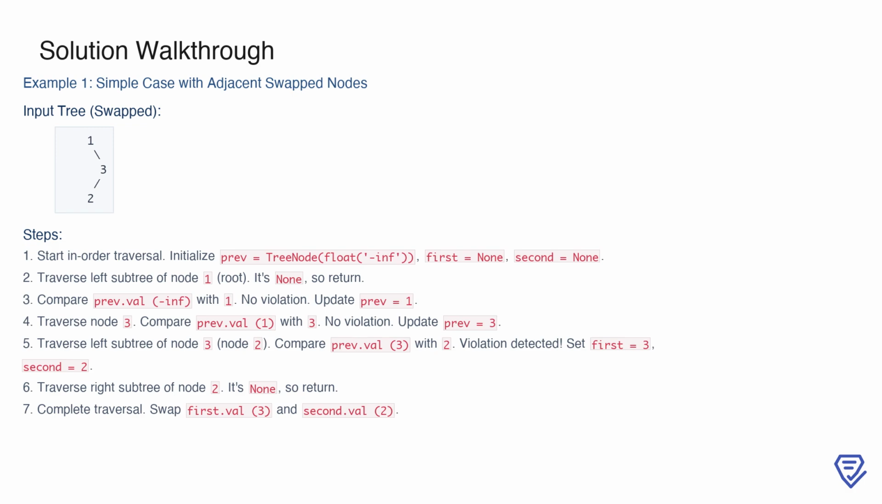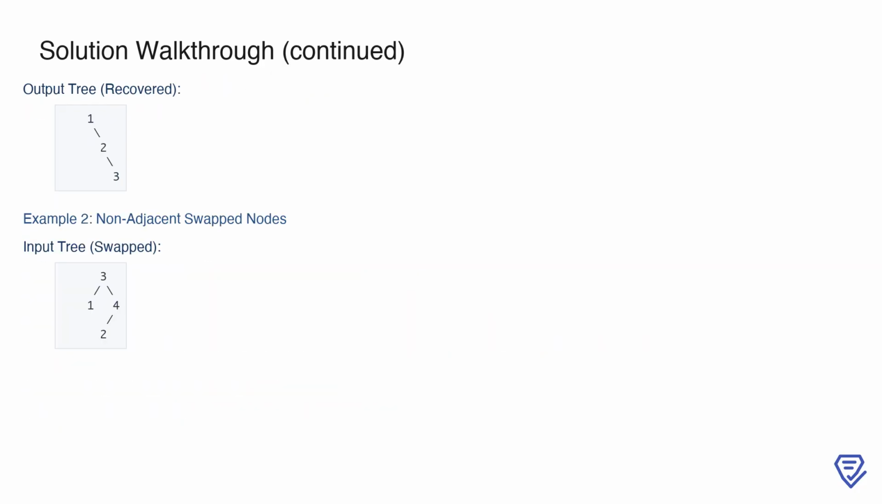Next, we traverse the left subtree of node 3, reaching node 2. Here, we compare prevval, 3, with 2 and detect a violation, since 3 is greater than 2. We identify the first node to be swapped as 3 and the second as 2. After finishing the traversal, we swap the values of these two nodes, restoring the binary search tree property. After swapping the values of nodes 3 and 2, the tree is successfully recovered. The structure now looks like this: 1 is the root, with 2 as its right child and 3 as the right child of 2. This demonstrates how the algorithm handles a simple case where the swapped nodes are adjacent in the in-order traversal.